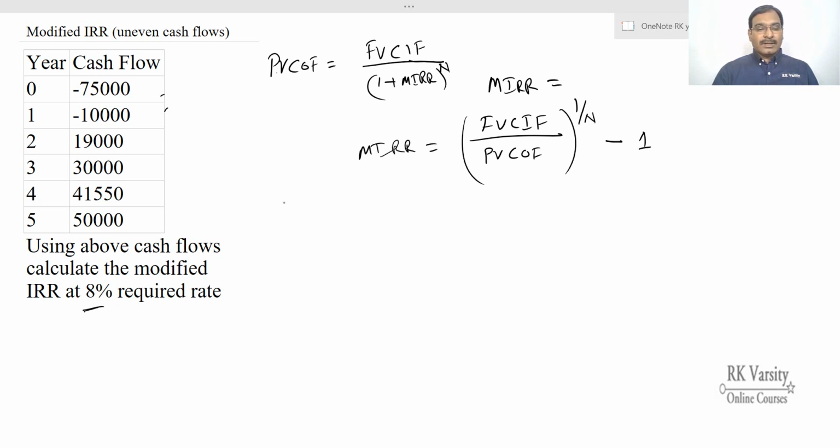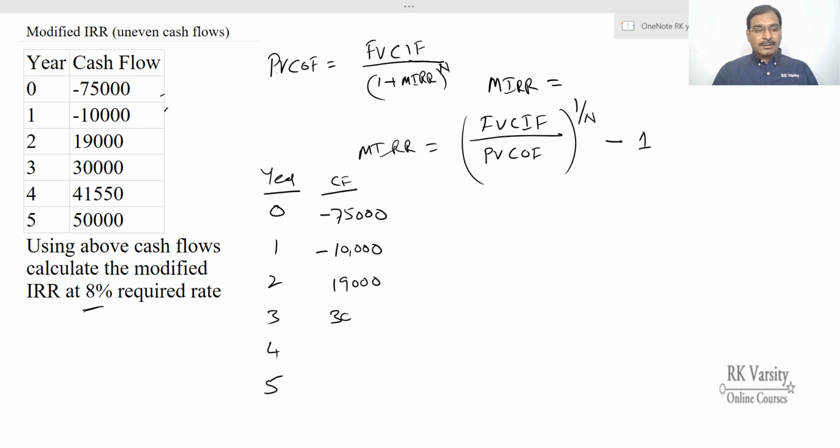Now here you have cash flows at time periods 0, 1, 2, 3, 4 and 5. This is the year, and your cash flows are minus $75,000, then minus $10,000, then $19,000 cash inflow in the second year, $30,000 cash inflow in the third year, $41,550 in the fourth year, and $50,000 in the fifth year. So we will calculate the values.